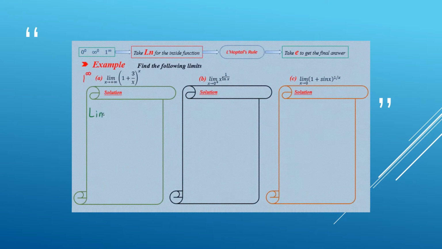Our limit will be limit ln of (1 plus 3 over x) to the x when x goes to positive infinity. Then you have to put the power down. This is one of the properties of the natural logarithm. So you will have limit x multiplied by ln(1 plus 3 over x) when x goes to positive infinity.